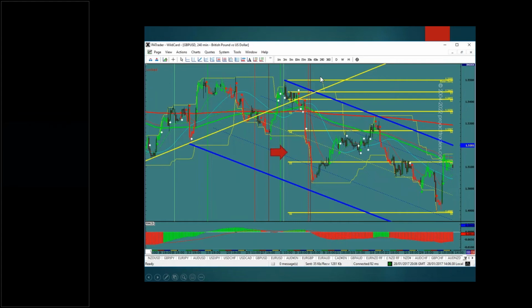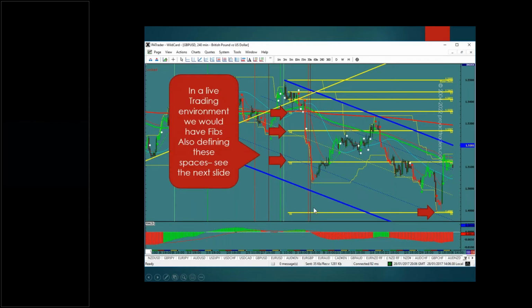So you can see right here, there was trade one, went right down to target, right down to target. Now, they made an effort to get down to S5, and we're not, all right? So in a live trading environment, we'd also have fibs defining these spaces. I'll show you that on the next slide, all right? Then they pulled back with an ABC corrective move up here, 2 exhaustion wicks and a close and reverse, and down they go, and they missed the target by 10 pips is all. 10 pips is all they missed the target by, all right?